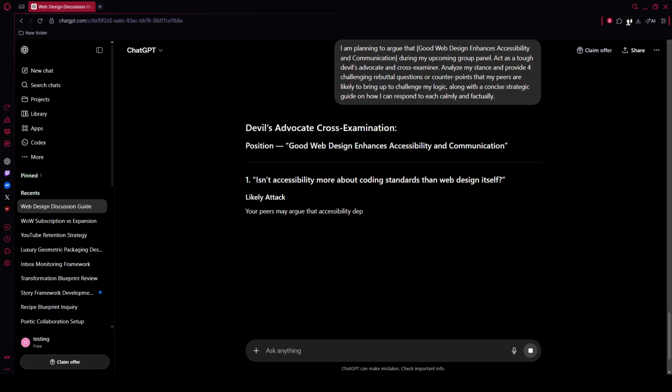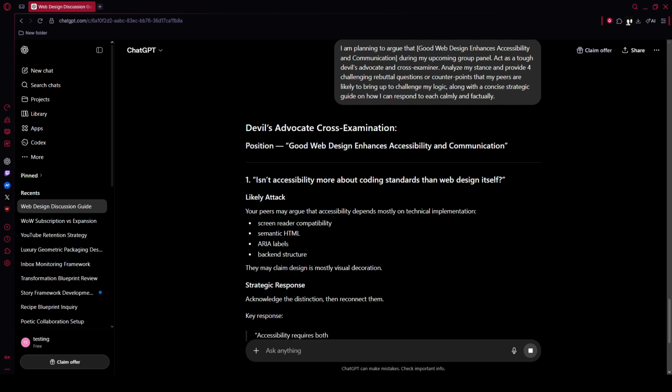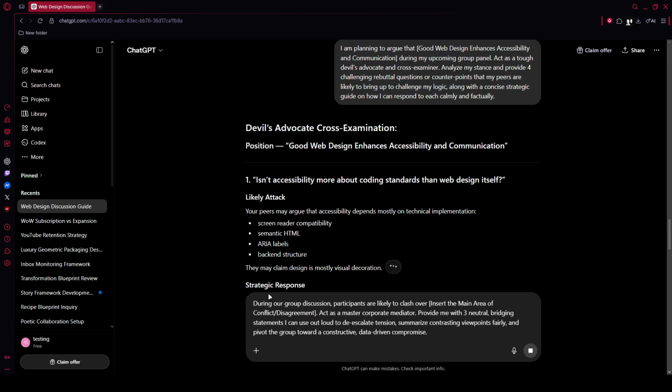Provide me with 3 neutral bridging statements I can use out loud to de-escalate tension, summarize contrasting viewpoints fairly, and pivot the group toward a constructive, data-driven compromise. Use these statements to acknowledge both sides, highlight shared goals, and suggest next steps supported by data.